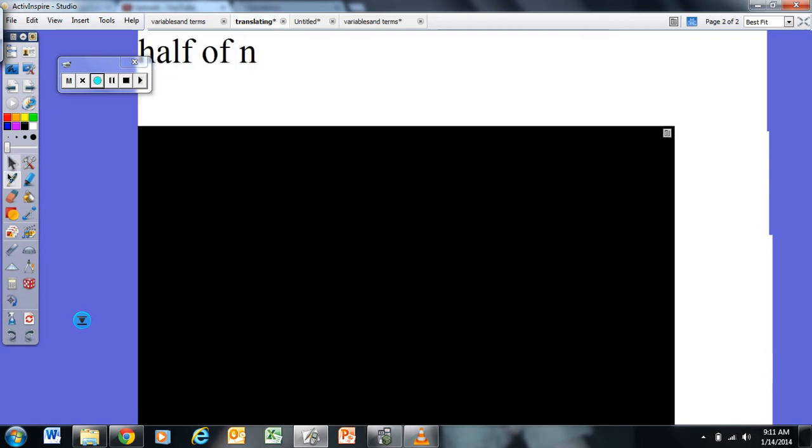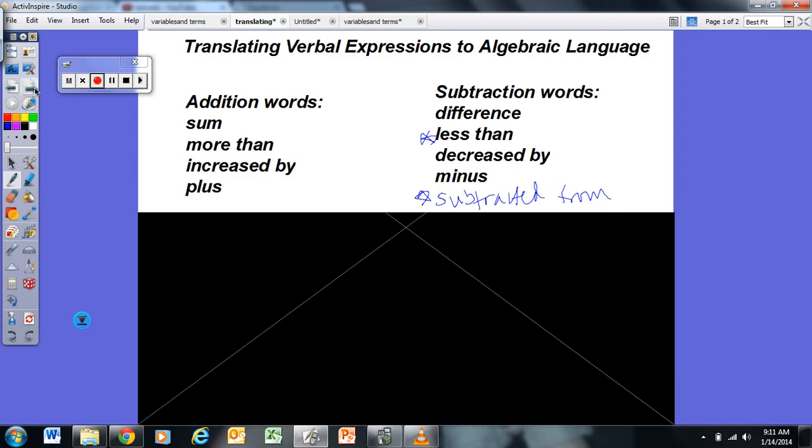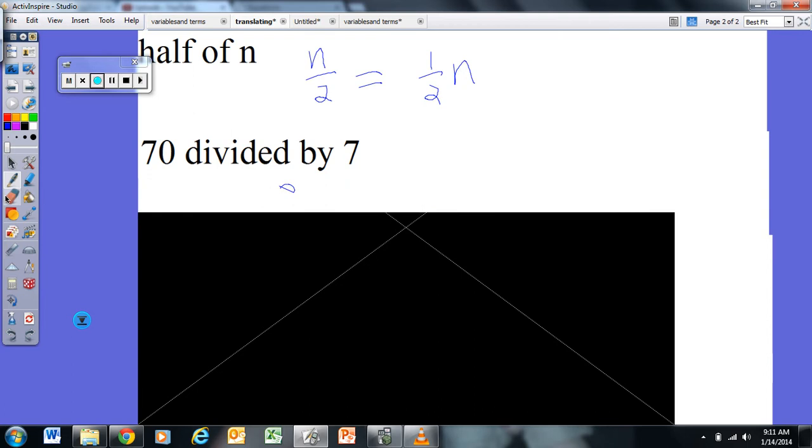Half of n. So that's exactly what we just talked about. There's two correct ways you could write this. You could write n divided by 2, or you could say half of, meaning multiply, n. These two things are exactly the same. Either one is correct. 70 divided by 7. Now all of you are going to be like, 10, I know that. But the problem is that's not the question. The question is to write it in algebraic language. So we would write 70 divided by 7.